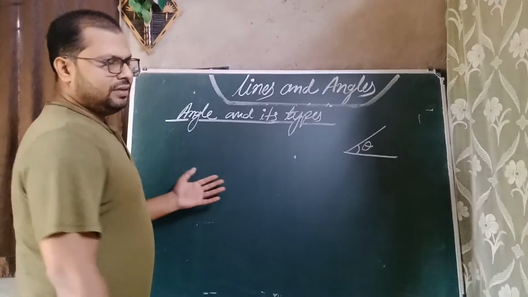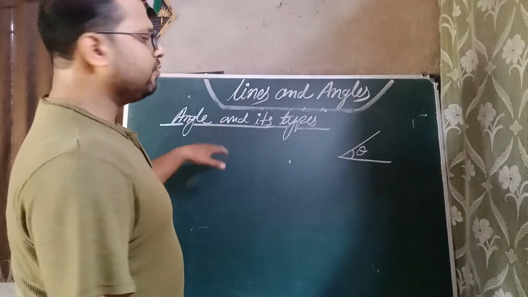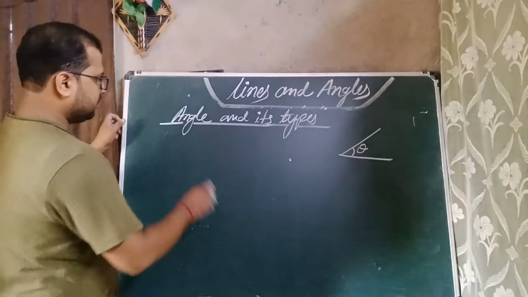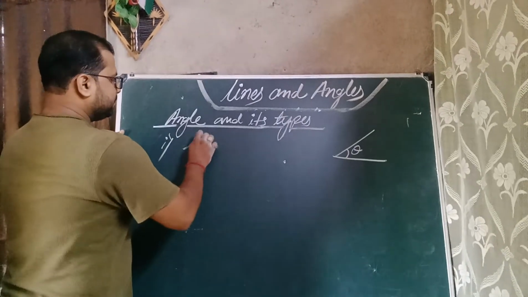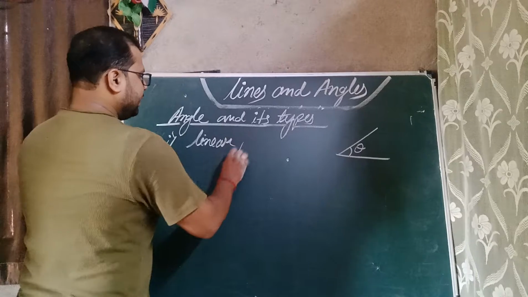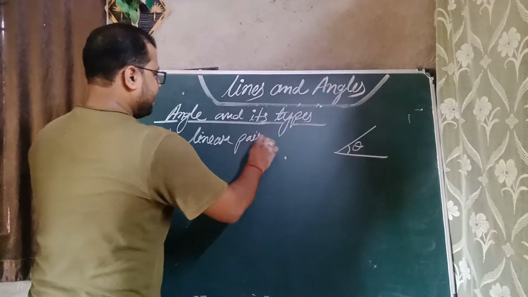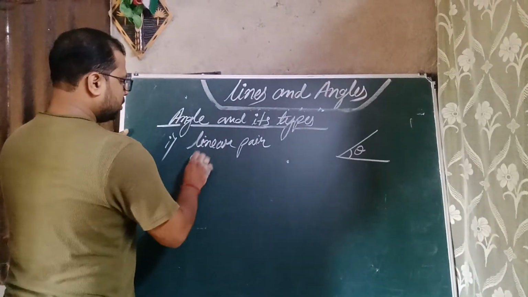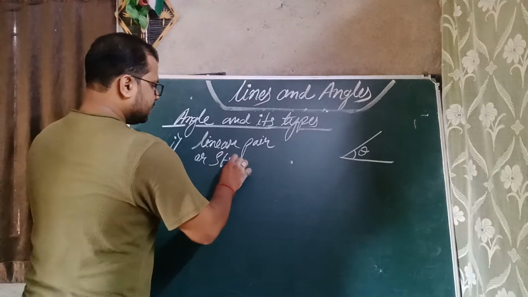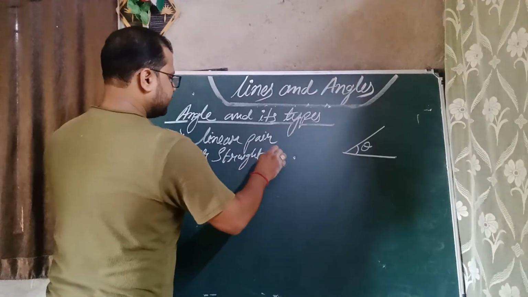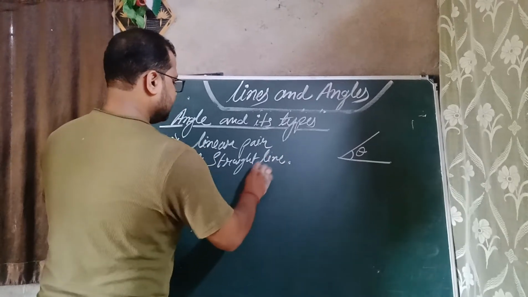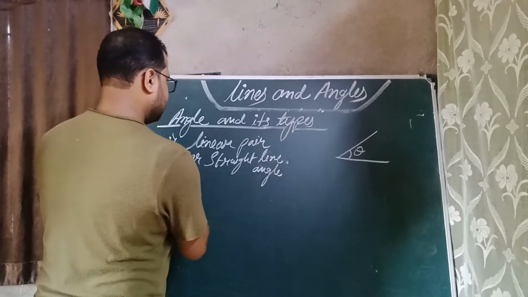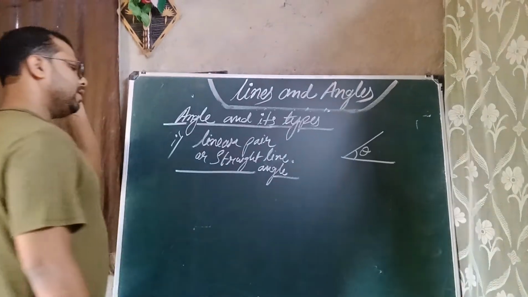No need to define the angle, it is given in the book. I will focus on the different types of angles. Number 1, linear pair, or straight angle, straight line angle. Linear pair or straight line angle.